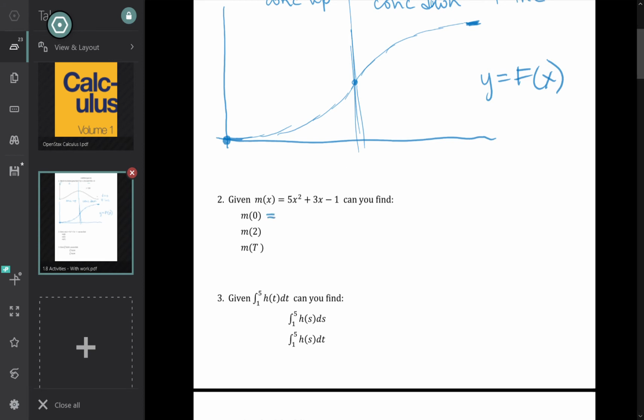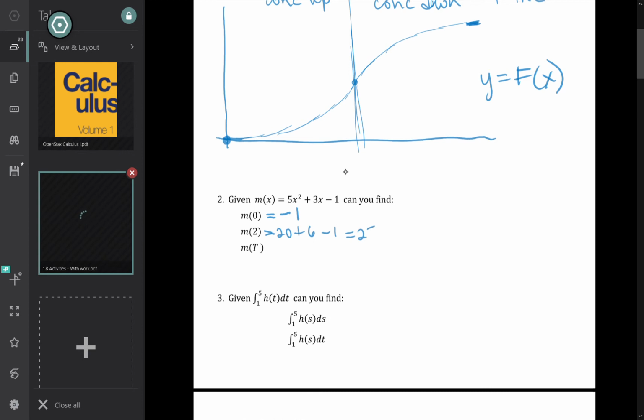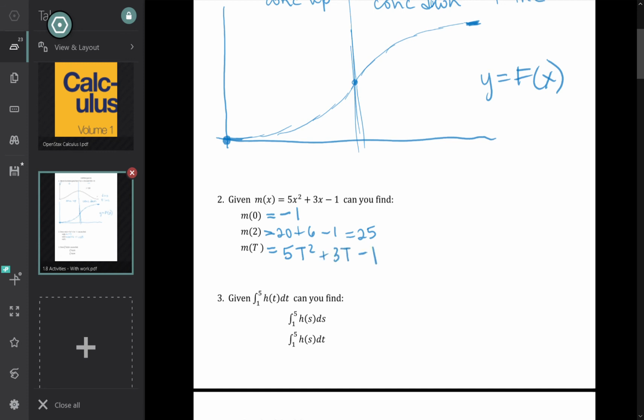So if I give you this function, it's a quadratic function. First thing I ask you to find is what is m of 0? The answer is going to be 0 plus 0 minus 1, which is negative 1. Similarly, if I ask you for m of 2, I'm going to get 5 times 4, which is 20, plus 3 times 2, which is 6, minus 1, so 25. So far just a warm-up for the warm-up, really. If I then ask you what is m of big T, I'm just asking you to plug in big T wherever you see the x's, and I get this.